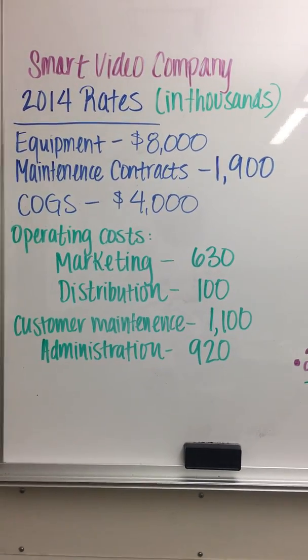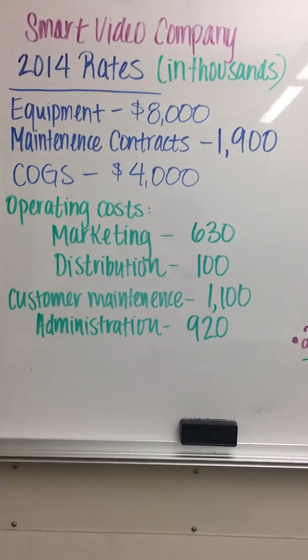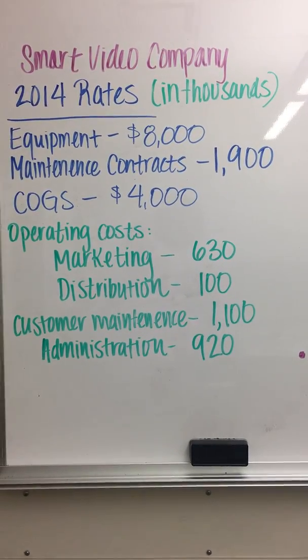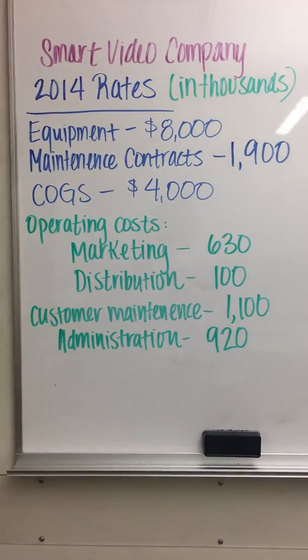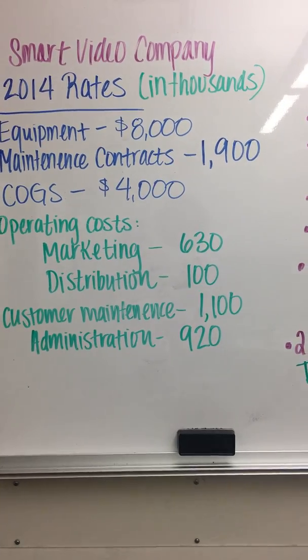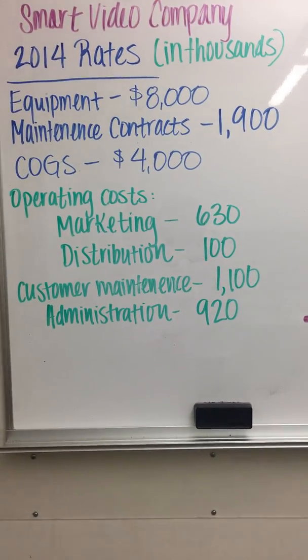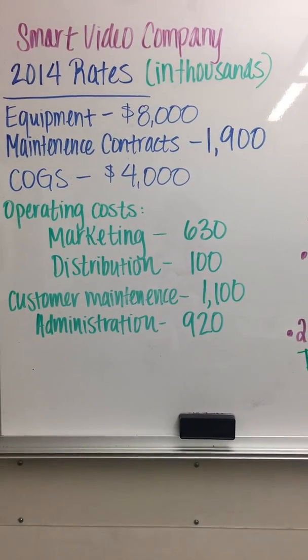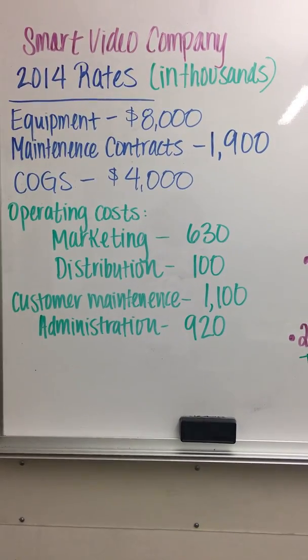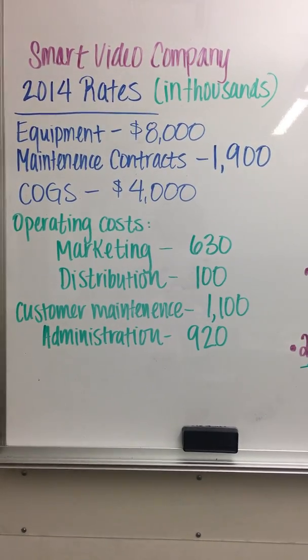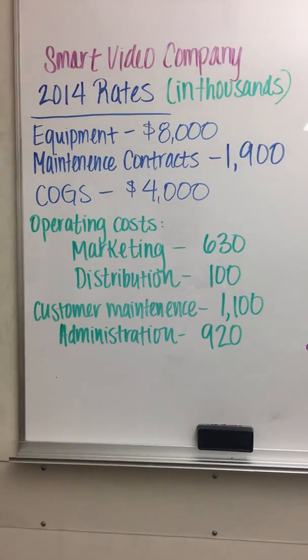We have maintenance contracts of $1,900. Cost of goods sold is $4,000. Next, we hit our operating costs, where marketing is $630. We have distribution costs of $100, customer maintenance of $1,100, and administration cost of $920,000.